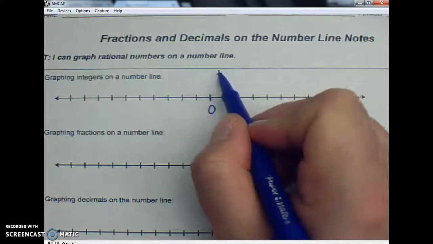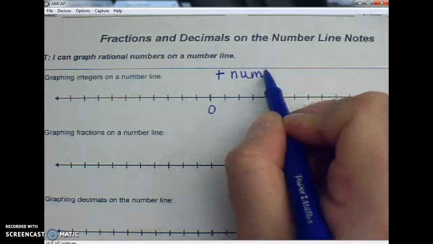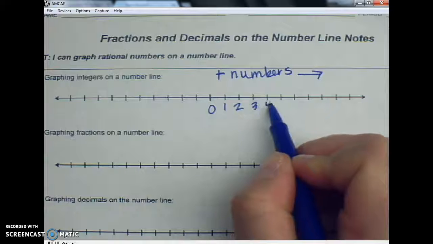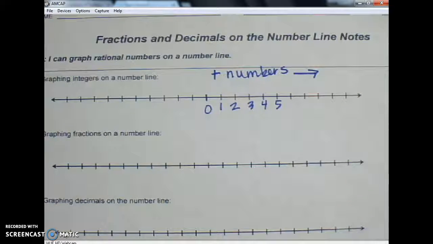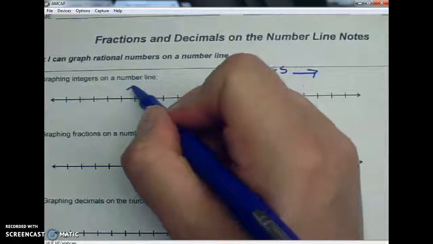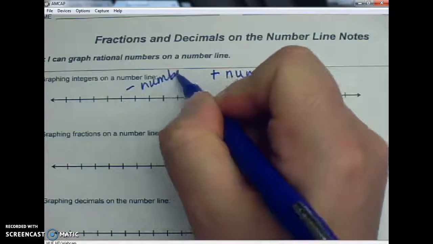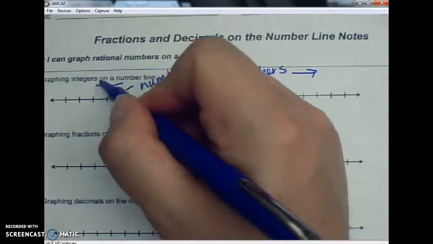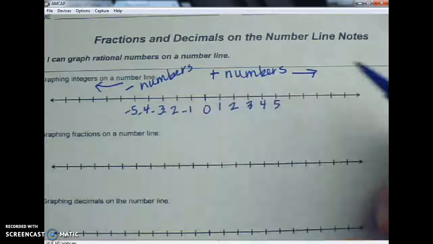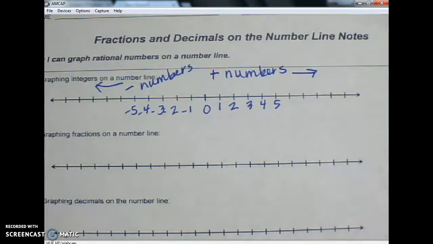And then your positive numbers are going to go to the right. So we've got our 1, 2, 3, 4, 5. Our numbers get bigger the further right we move. And then as we move to the left, those are our negative numbers. You're going to move left for those. So -1, -2, -3, -4, -5. It's kind of the mirror image of the positive side. You're moving backwards when you go negative.